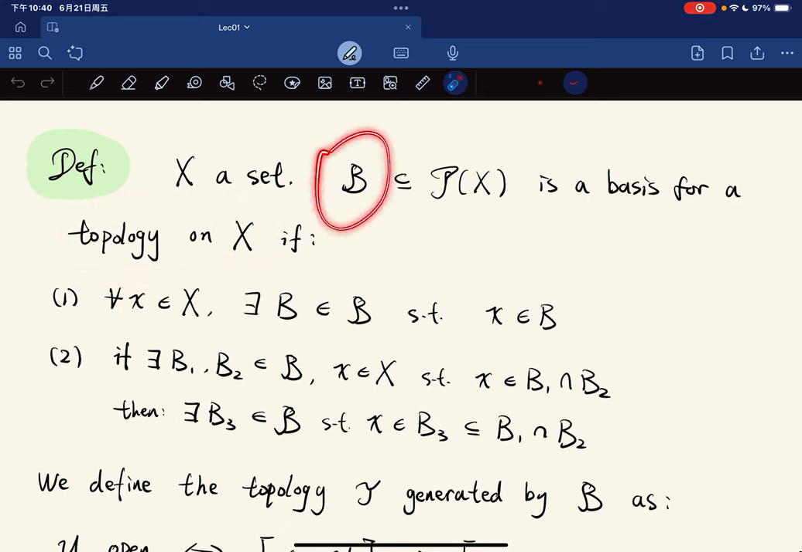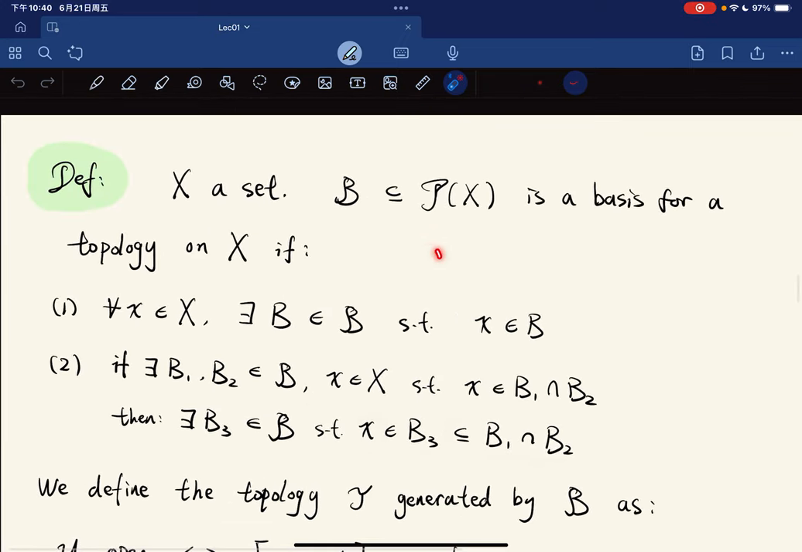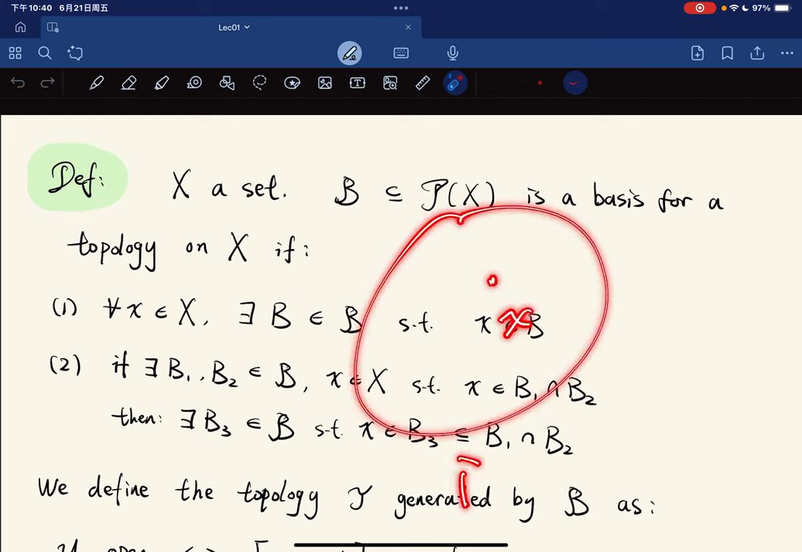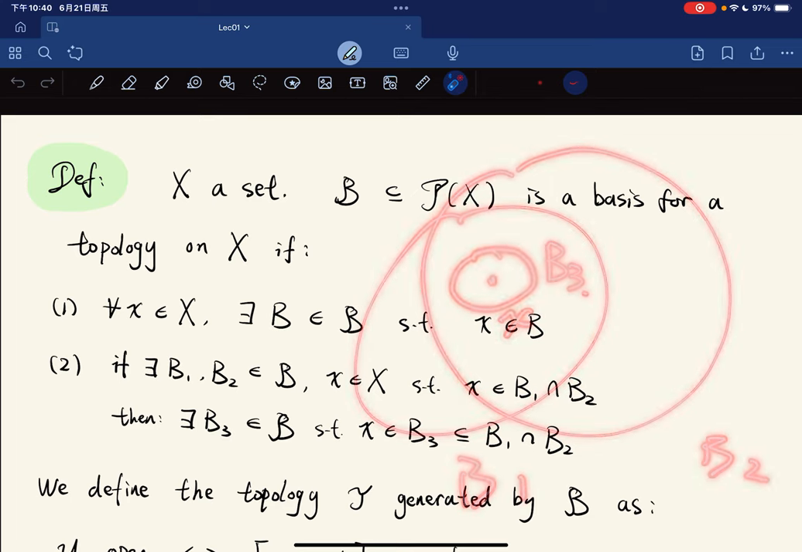Fix a set X. A subset B of the power set is a basis for a topology on X if, first, for any x in X there is a basis element containing x. And also, if x is in B1 intersect B2, then there exists another basis element B3 such that B3 is contained in the intersection and also contains x. So for example, this is B1, and this is B2, and we should have another B3 inside.